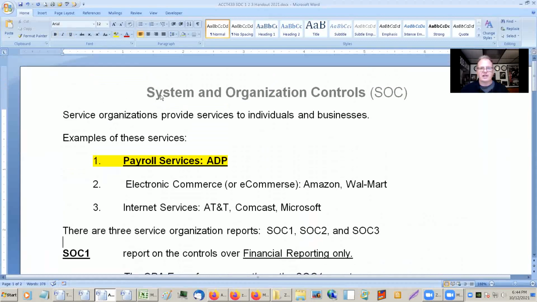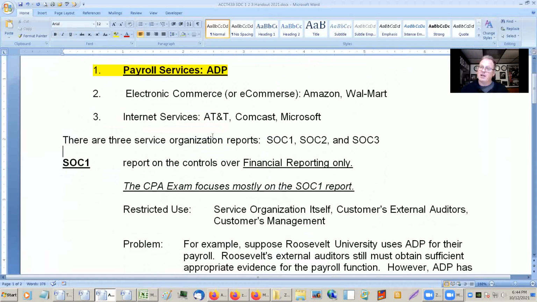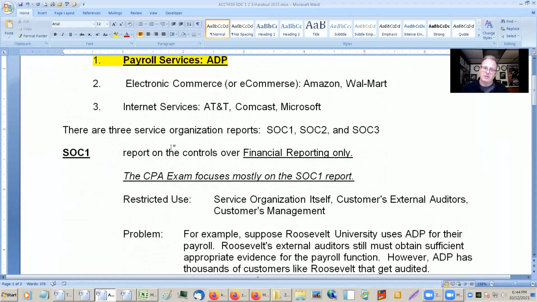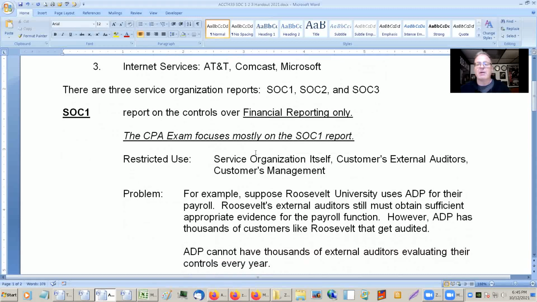A SOC report is System and Organization Controls, but it is for service companies, and someone will have gone into ADP and done one of these SOC reports. And these SOC reports are basically saying whether the controls can be relied upon. So the audit firm itself isn't going to do that, but they are going to get a report from another organization. As long as it's a reputable firm, they're going to take that SOC report and rely upon it for their audit.